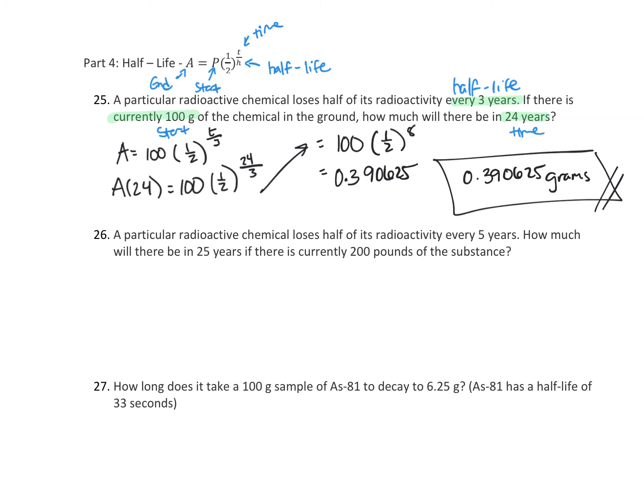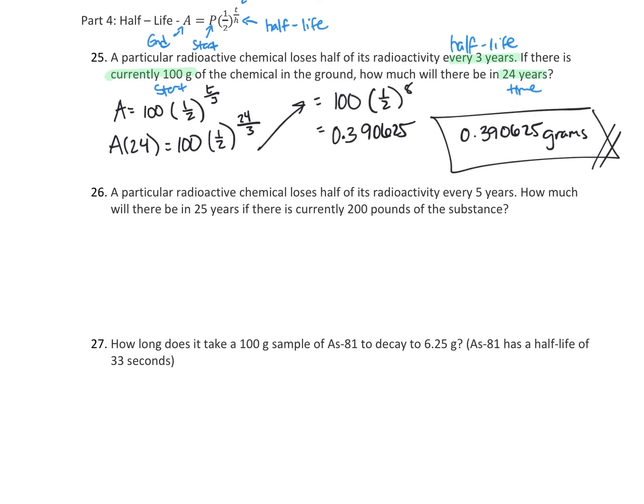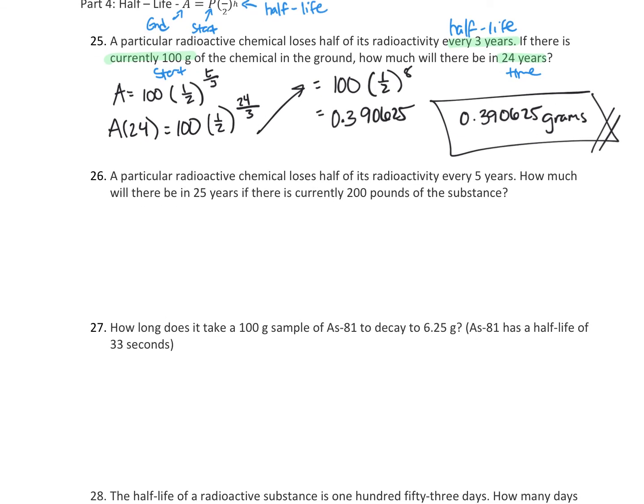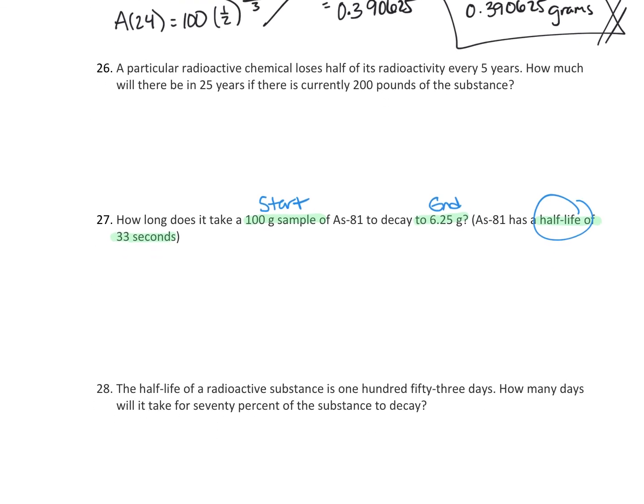But what if we were solving for time, or again, using our logarithms? Well, let's take a look at problem number 27. So how long does it take a 100-gram sample, where's my highlighter? Take a 100-gram sample of AS81 to decay to 6.25 grams. And it lets us know that AS81 has a half-life of 33 seconds. So we have here our start amount, we have our end amount, and we have that half-life. So what we're really looking for here is our time.